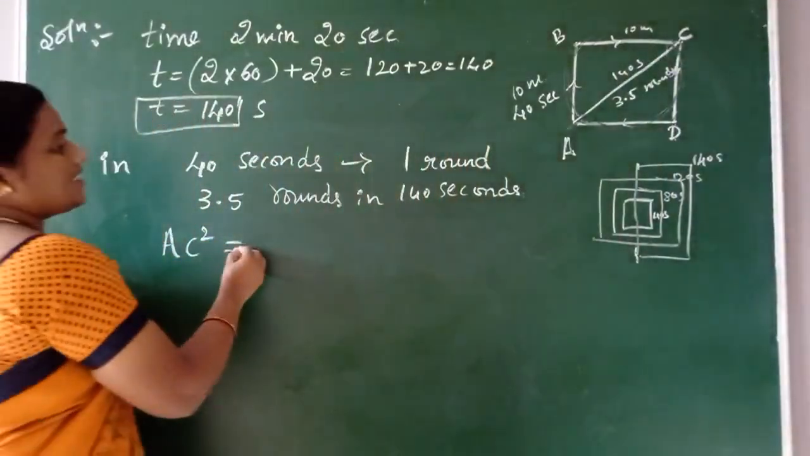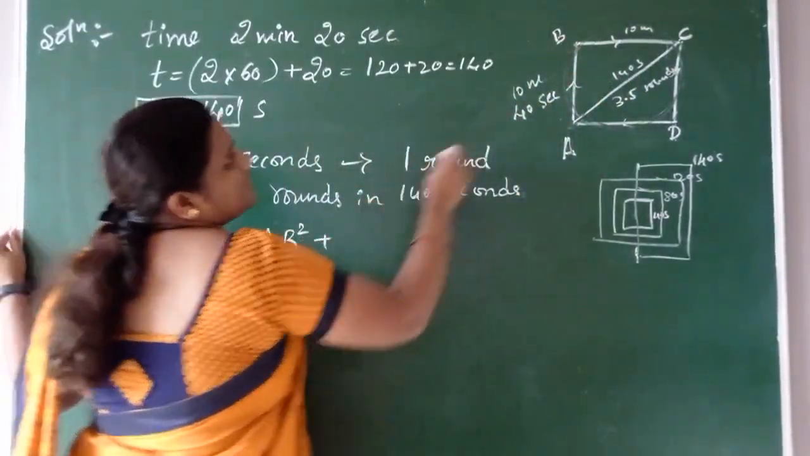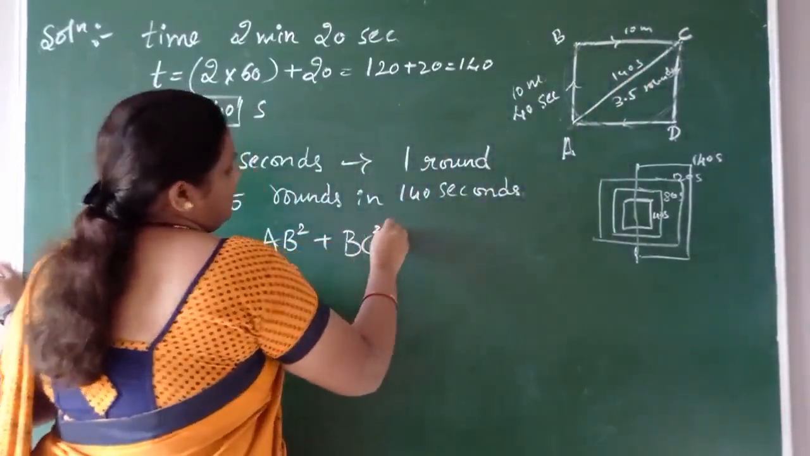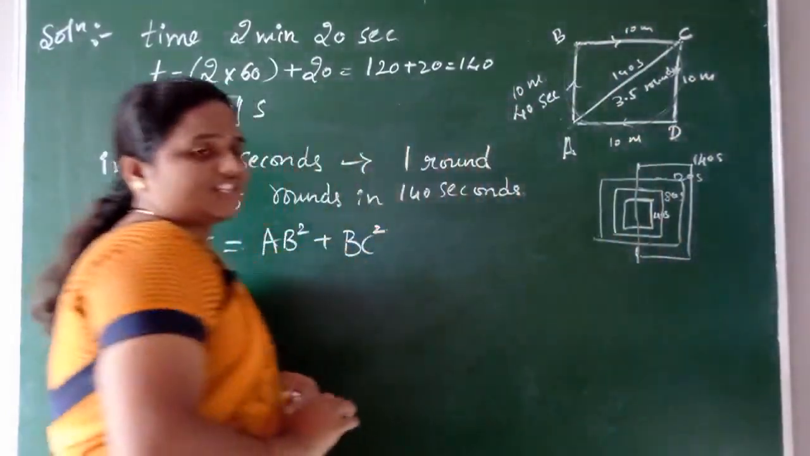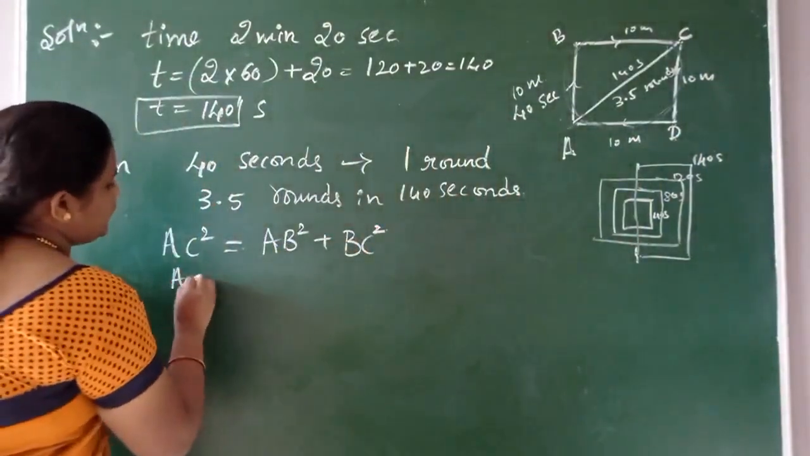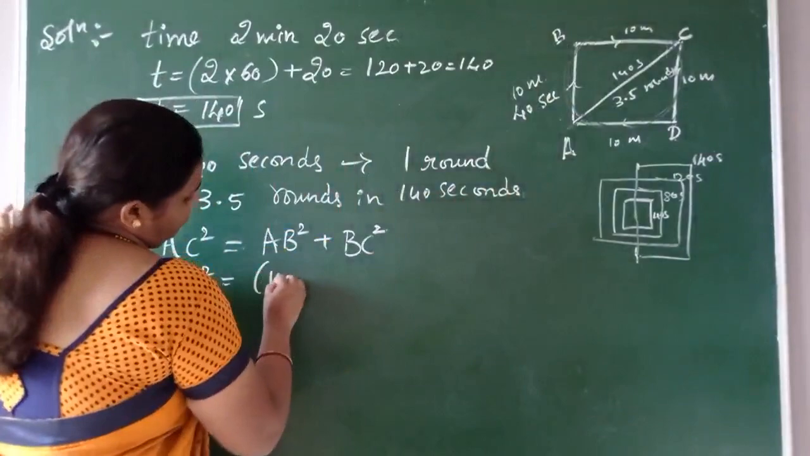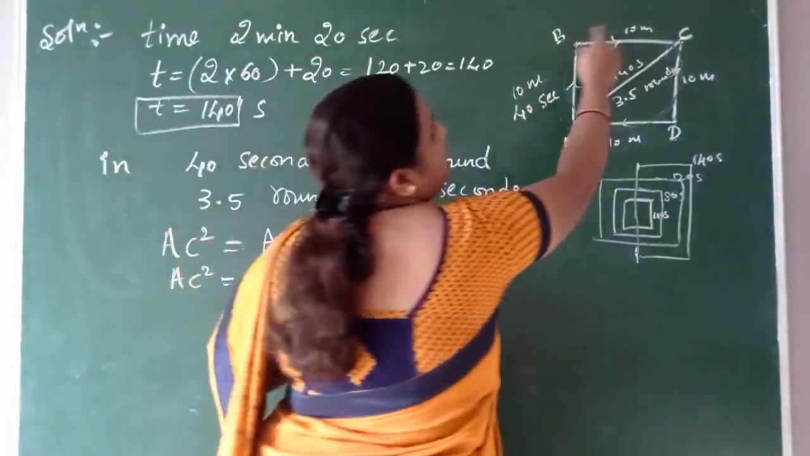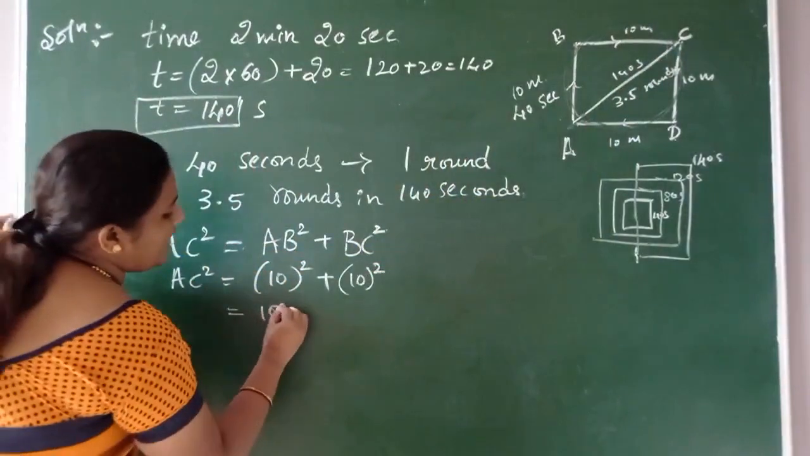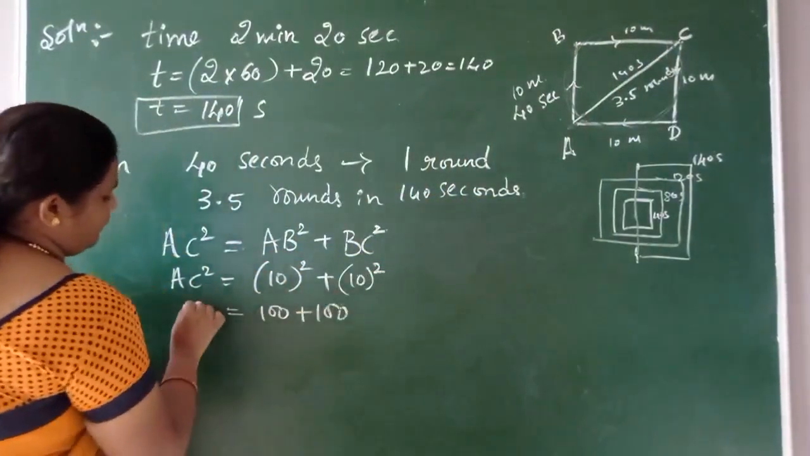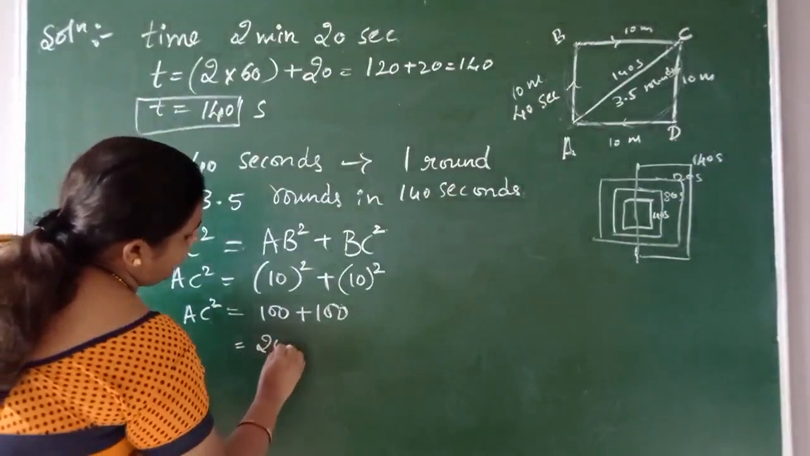Isn't it, children? AC square is equal to this side AB square plus BC square. Isn't it, children? All the sides are equal in length. This side and also this side 10 meter. Isn't it, children? So now AC square is equal to, what is the value of AB square, children? How much distance is there? 10 meter. Means 10 square. BC is also 10. 10 square we can write. 10 square is nothing but 100 plus 100. Isn't it? The hypotenuse AC square is equal to 100 plus 100, which is nothing but 200.